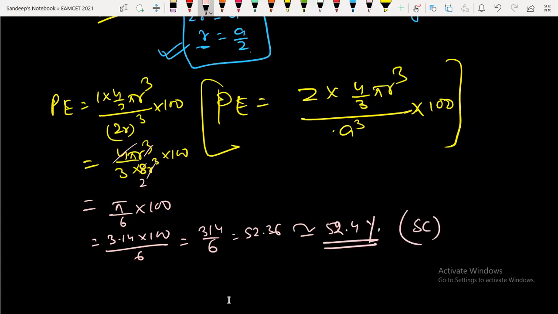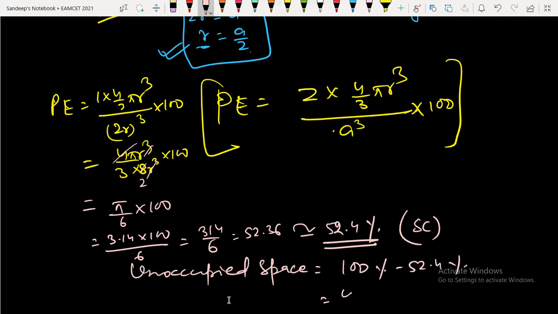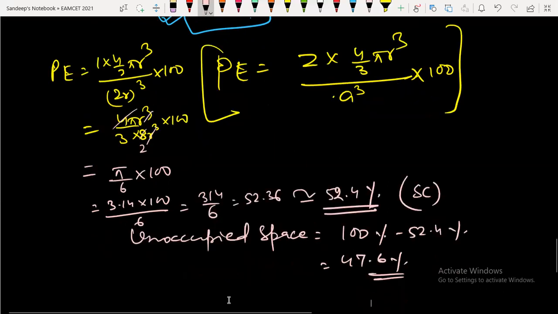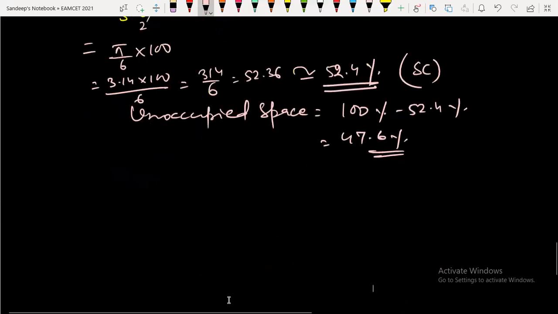And the unoccupied space, you have to subtract this value from 100. So 100% minus 52.4% will be equal to 47.6%. So this will be the unoccupied space in simple cubic.